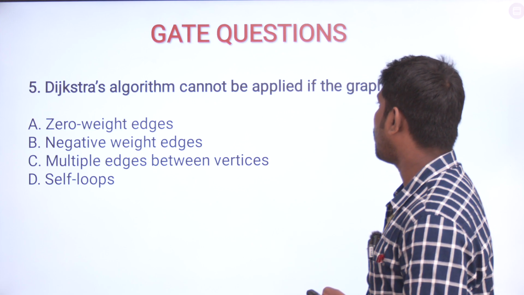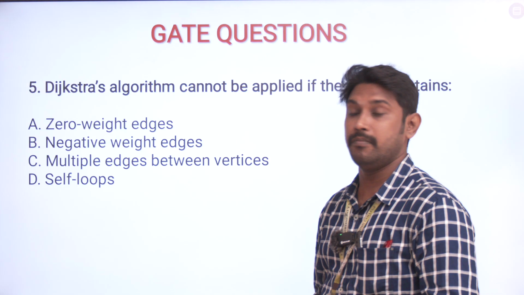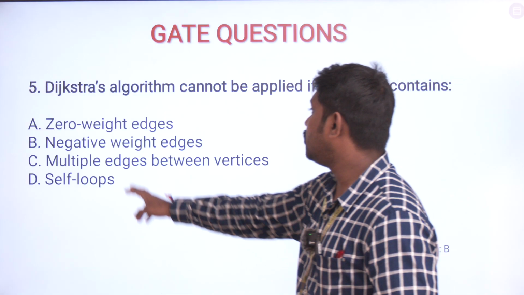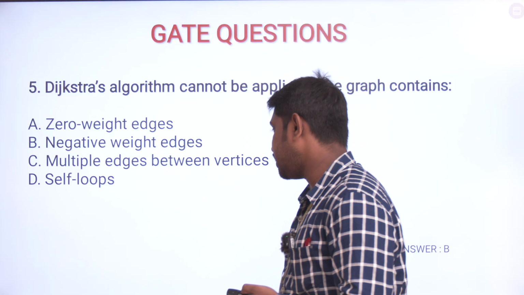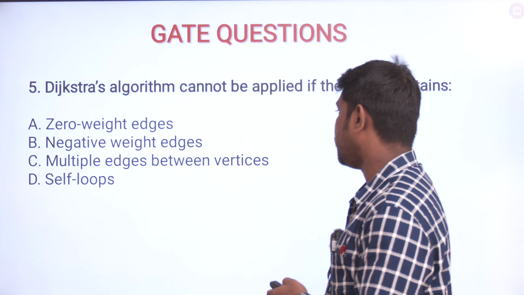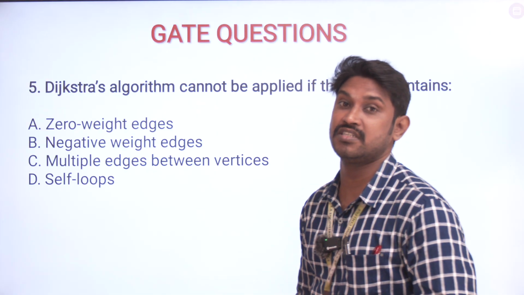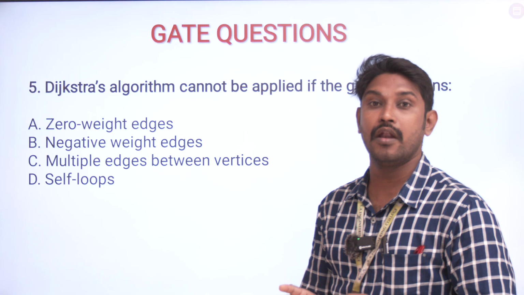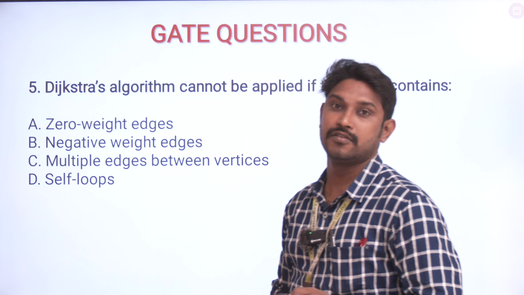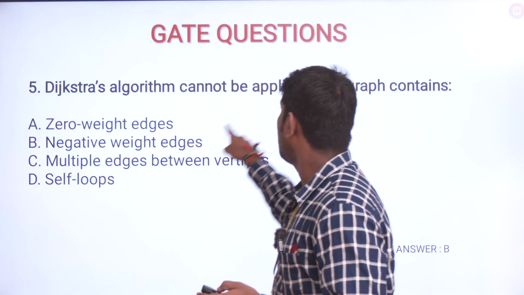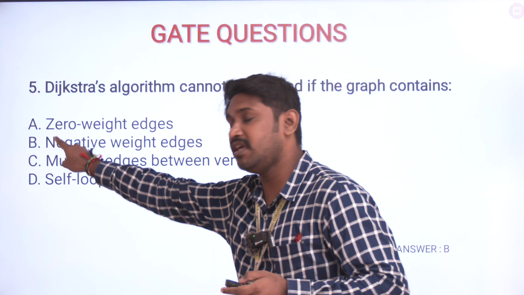Dijkstra algorithm cannot be applied if the graph contains, they are asking. Zero weightage edges, that is the first option. Negative weight edges, that is the second option. Multiple edges between the vertex, that is the third option. Fourth option will be self-looping. As I told you, Dijkstra algorithm will work only on non-negative edges. So given negative weighted edges, this cannot be applied. So option B is the correct answer.